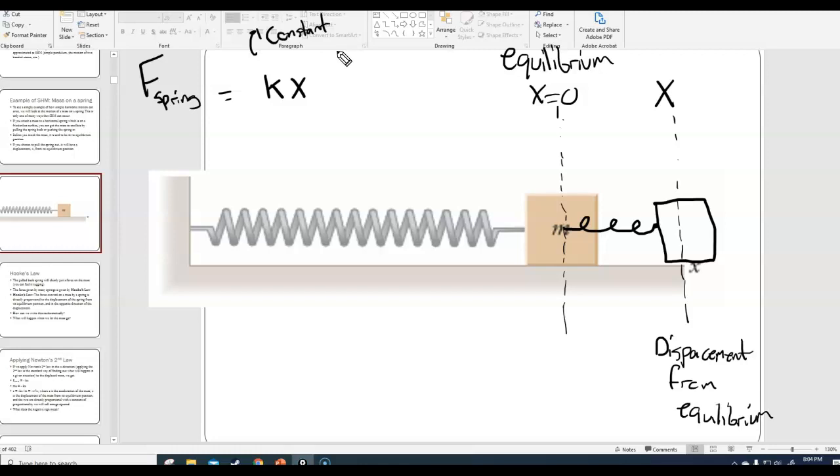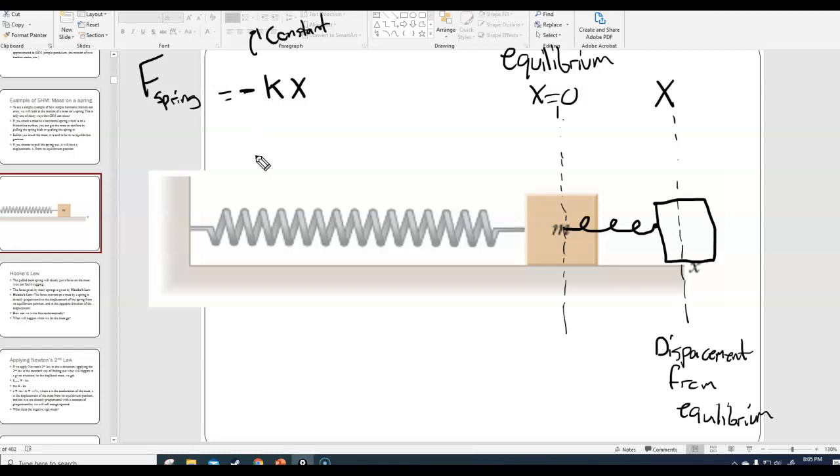That is what a proportional relationship would look like. If you were to graph spring force on the y-axis and displacement on the x-axis, this would be a linear relationship. A proportional relationship is a special type of linear relationship where there's no y-intercept. In other words, if I double x, the spring force also doubles. If I triple x, the spring force also triples. Hooke's law says that the force from the spring is proportional to the displacement from equilibrium and in the opposite direction of that displacement.